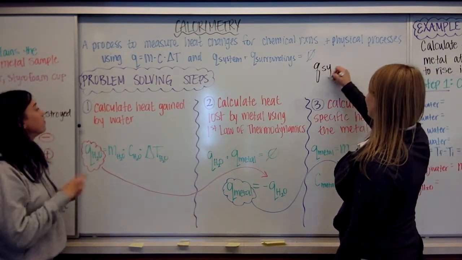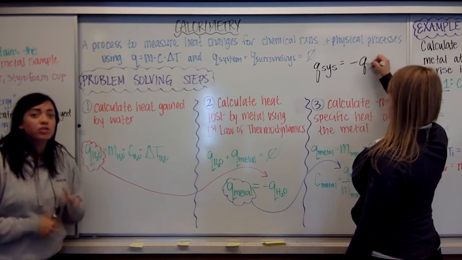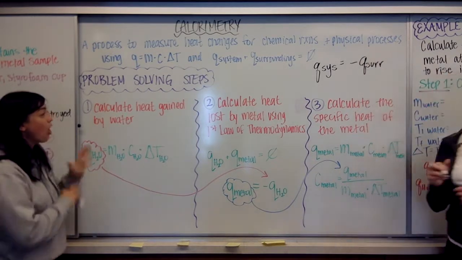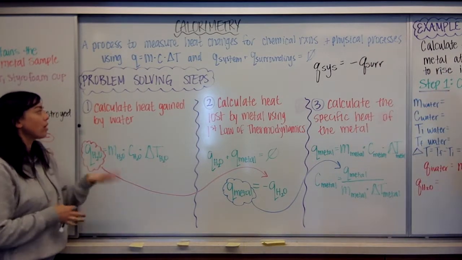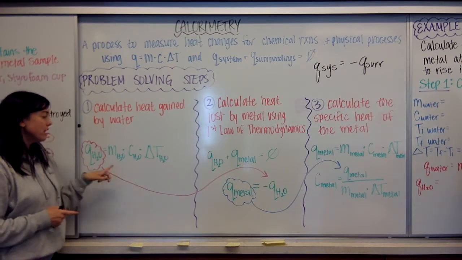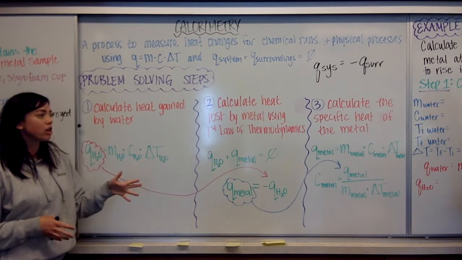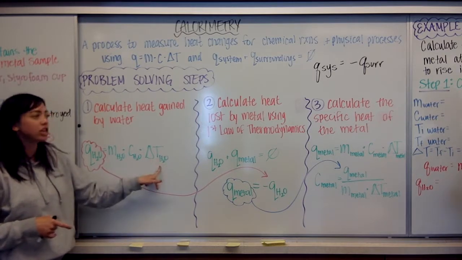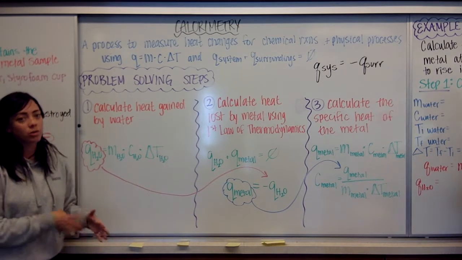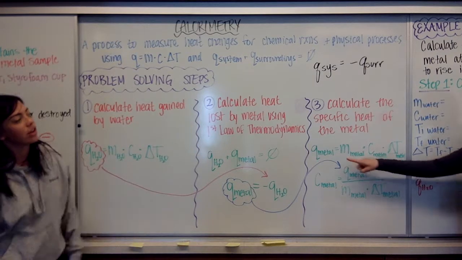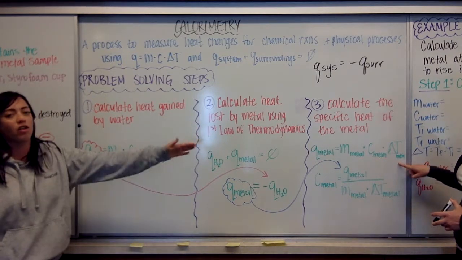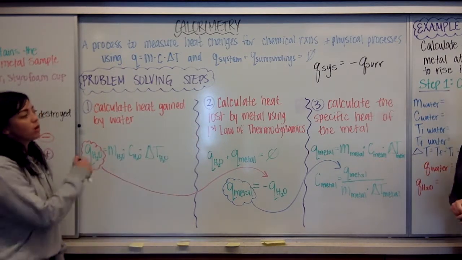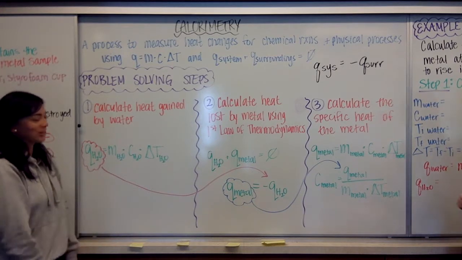So our problem-solving steps for calorimetry problems are always going to be these three. First, we calculate the heat gained by water. Just like in our gas laws unit, you need to use all of your mass value, your specific heat, and your change in temperature for water when you do this. And when we calculate the specific heat of the metal, we use all of our values for the metal. So it is important to write down all of your variables.